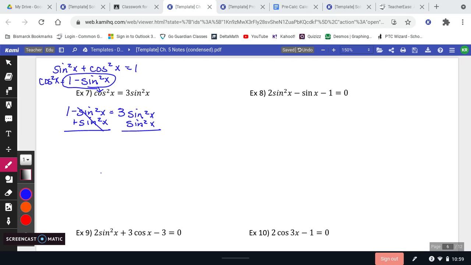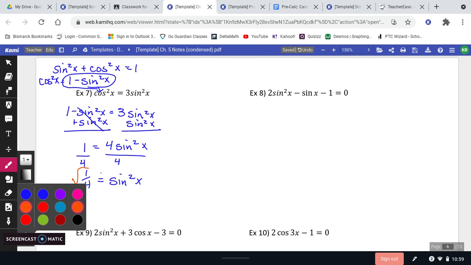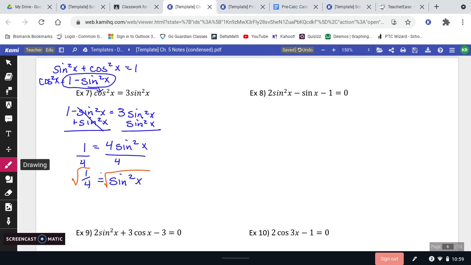So that cancels. I'm going to have 1 equals, okay, they're like terms. So when I add them, this is going to be 4 sine squared x. Divide both sides by 4, and you get sine squared x equals 1/4. Now square root both sides, and you're going to get plus or minus 1/2 equals sine x.